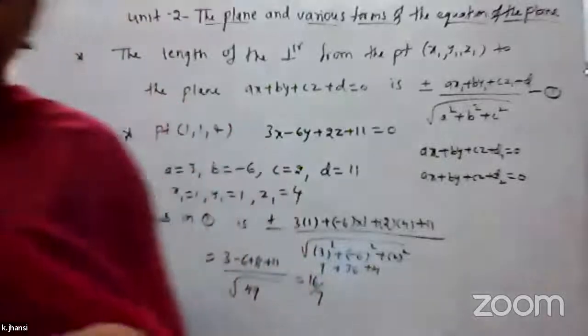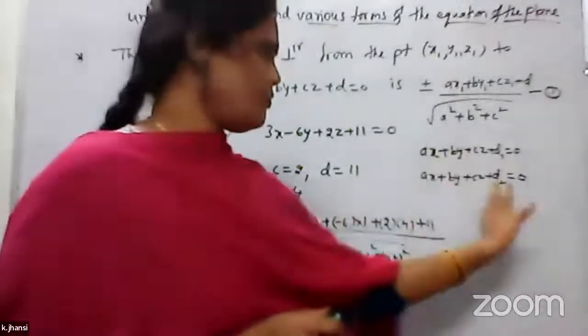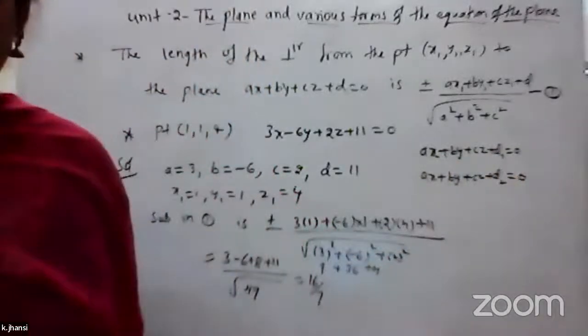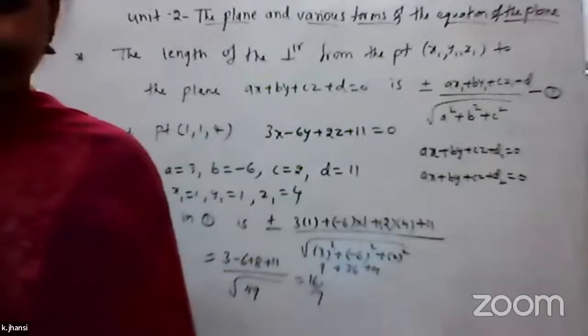Okay, then the formula is d1 minus d2. Why? Because these are the same, no? The x, y, z coefficients are the same, only d1 and d2 differ. So the formula is d1 minus d2 by under root of a square plus b square plus c square.